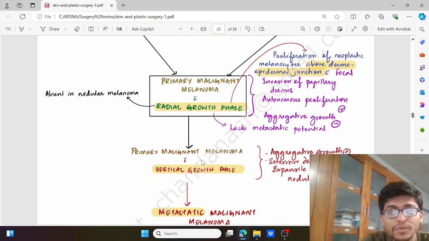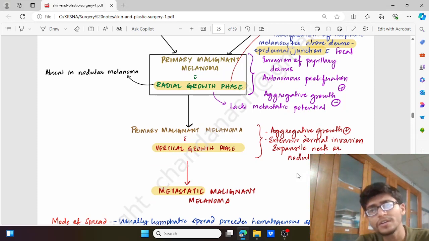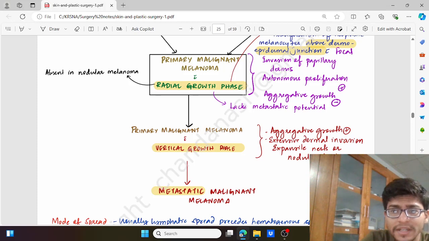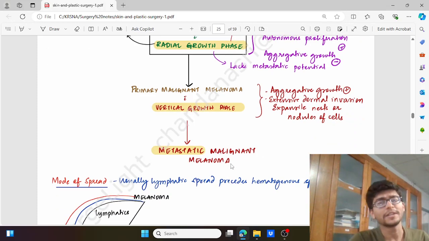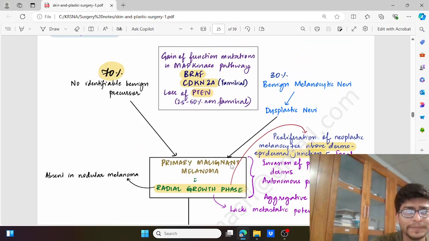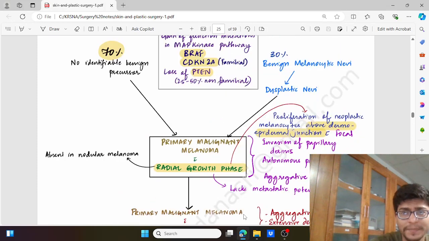Then these can convert from radial growth phase to vertical growth phase, primary malignant melanoma with vertical growth phase. These show aggressive growth, extensive dermal invasion, and expansile nests or nodules of cells. So these will cause dermal invasion, and later they will turn into metastatic malignant melanoma. Initially there will be radial growth, then vertical growth, and then metastasis.